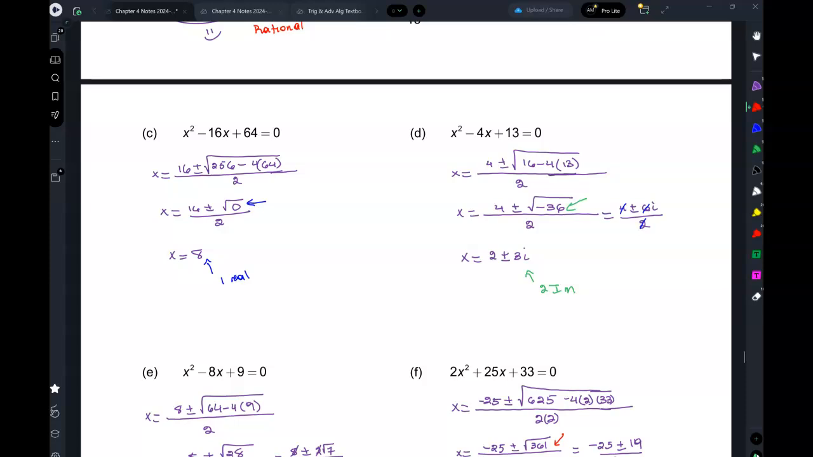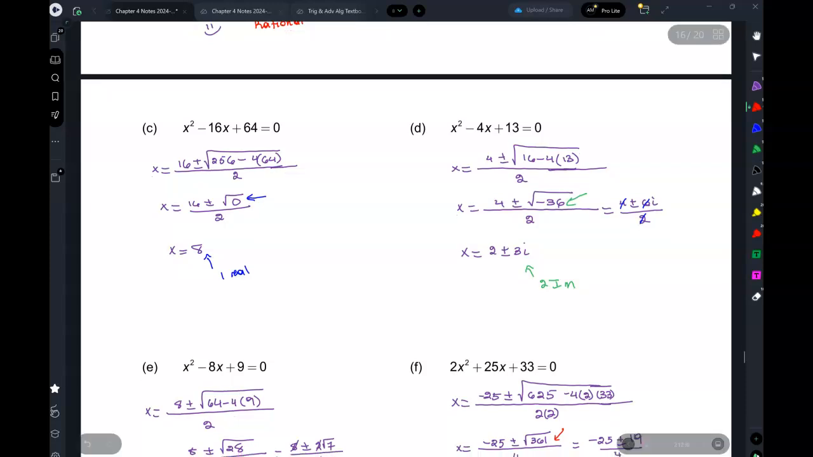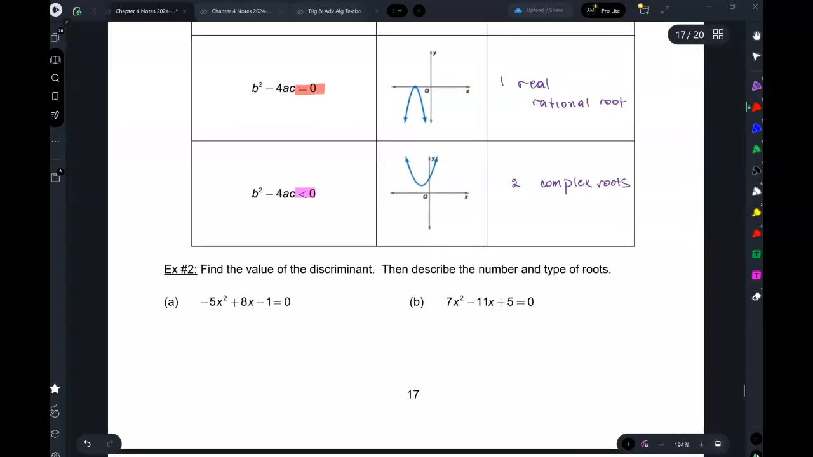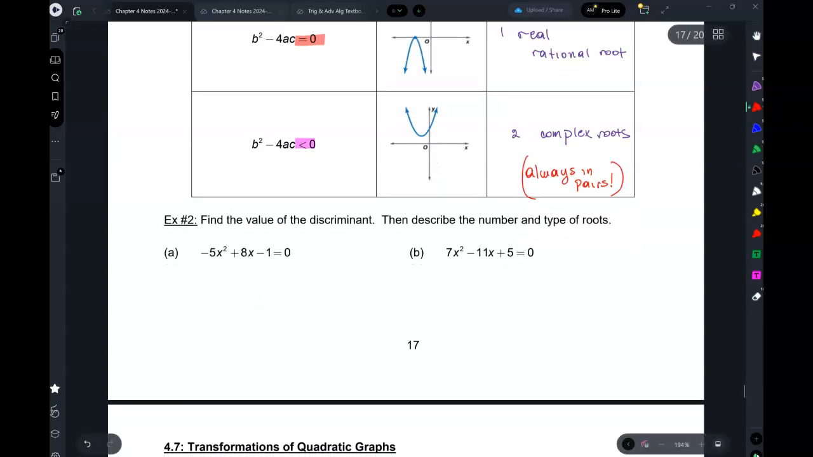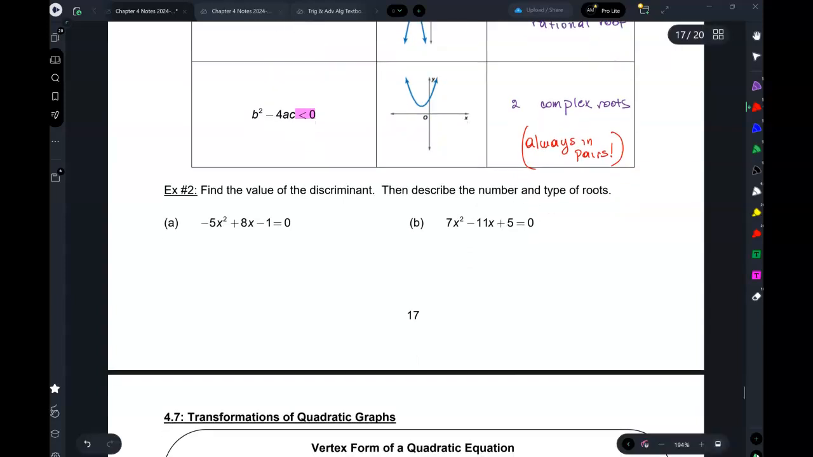That means when you have a complex root, it always comes in pairs. You can never have 1 or 3 or 5 complex roots. It's always 2 or 4 or 6. They always come in pairs. Get it? So that's why it's always 2. Remember that. Whenever somebody tells you something different, you say to them, Mrs. Malikian said, complex roots always come in pairs. You tell them that.